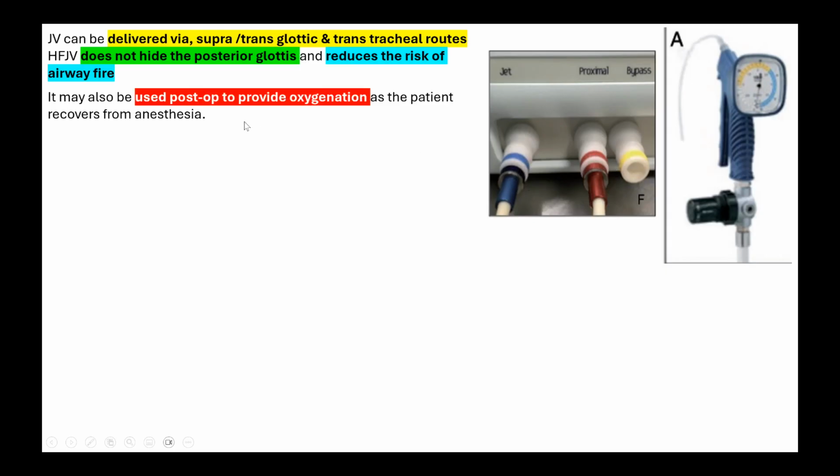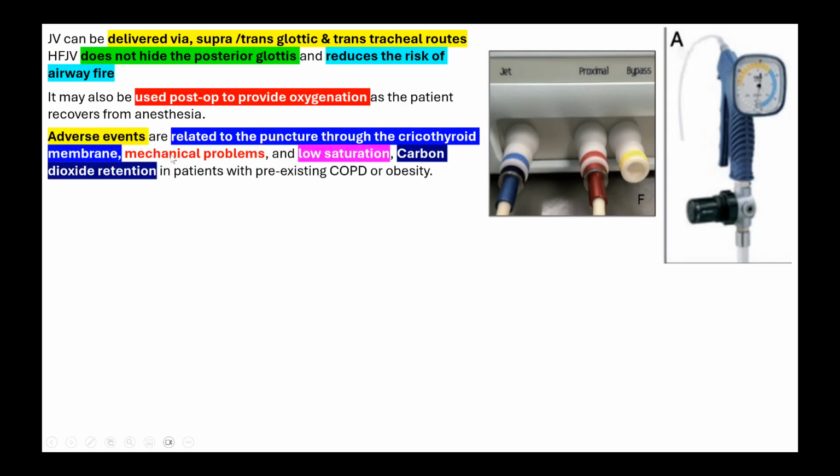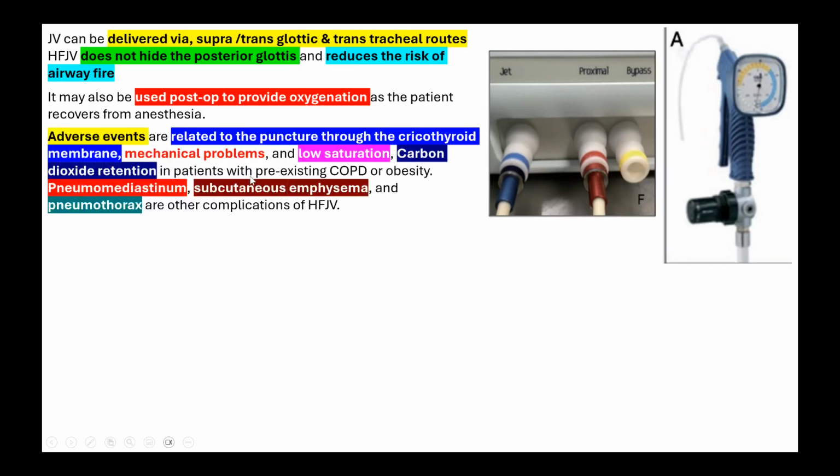And when you have the jet ventilation, you can use it to provide post-op oxygenation also during recovery. The adverse effects are related to the puncture through the cricothyroid membrane, mechanical problems, low saturation, carbon dioxide retention, and also barotrauma. Pneumoperitoneum, pneumomediastinum, subcutaneous emphysema, and pneumothorax, which are all because of the high pressure, those barotrauma problems are also there.